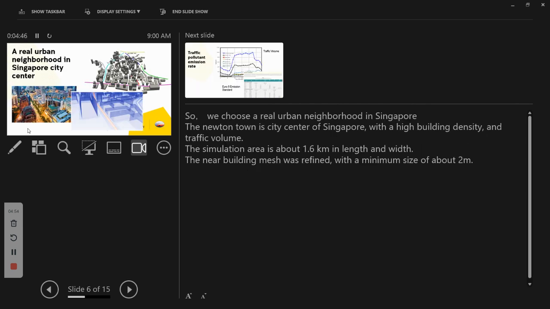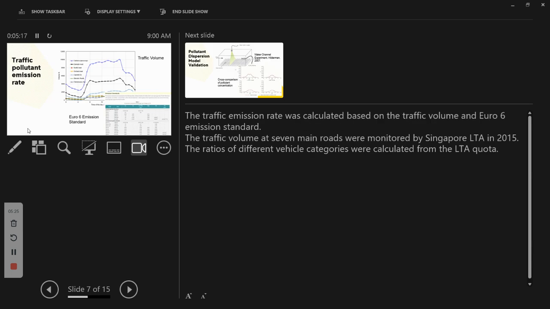So we choose a real urban neighborhood in Singapore, the Newton Town. The Newton Town is the city center of Singapore with a high building density and traffic volume. The simulation area is about 1.6 kilometers in length and width, and the near-building mesh is refined with a minimum size of about 2 meters. So in total, we use about 10 million meshes for our simulation.